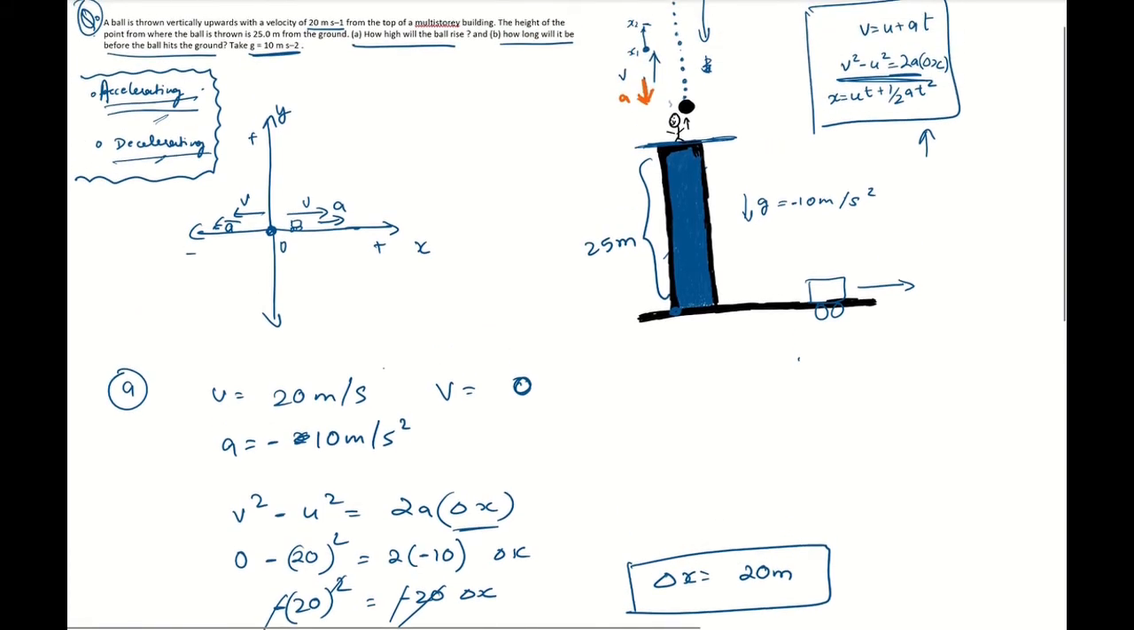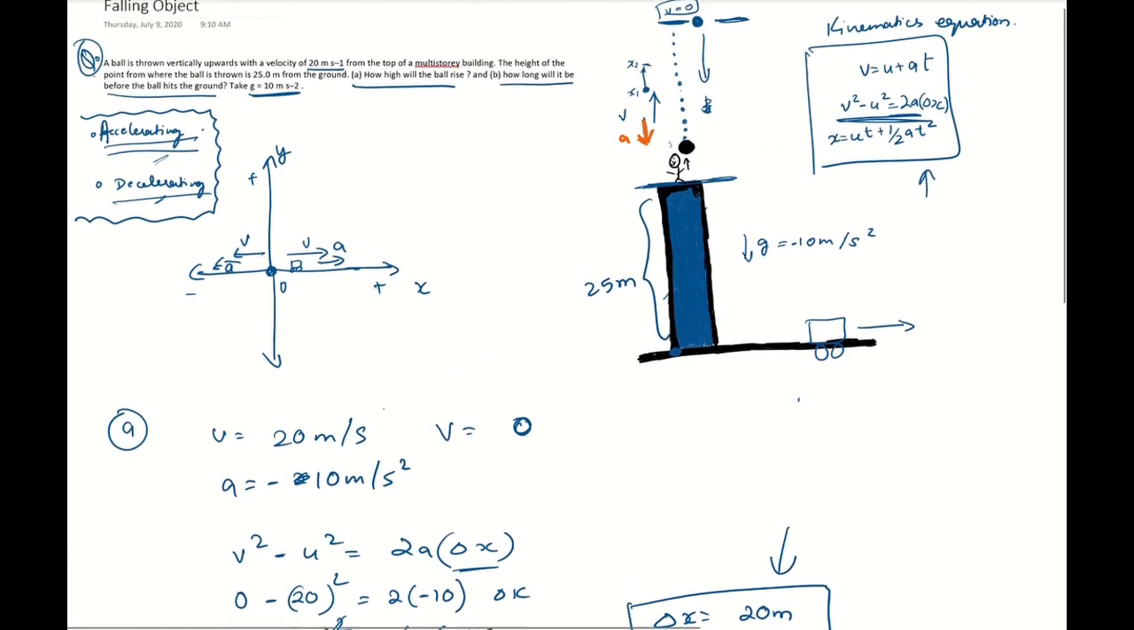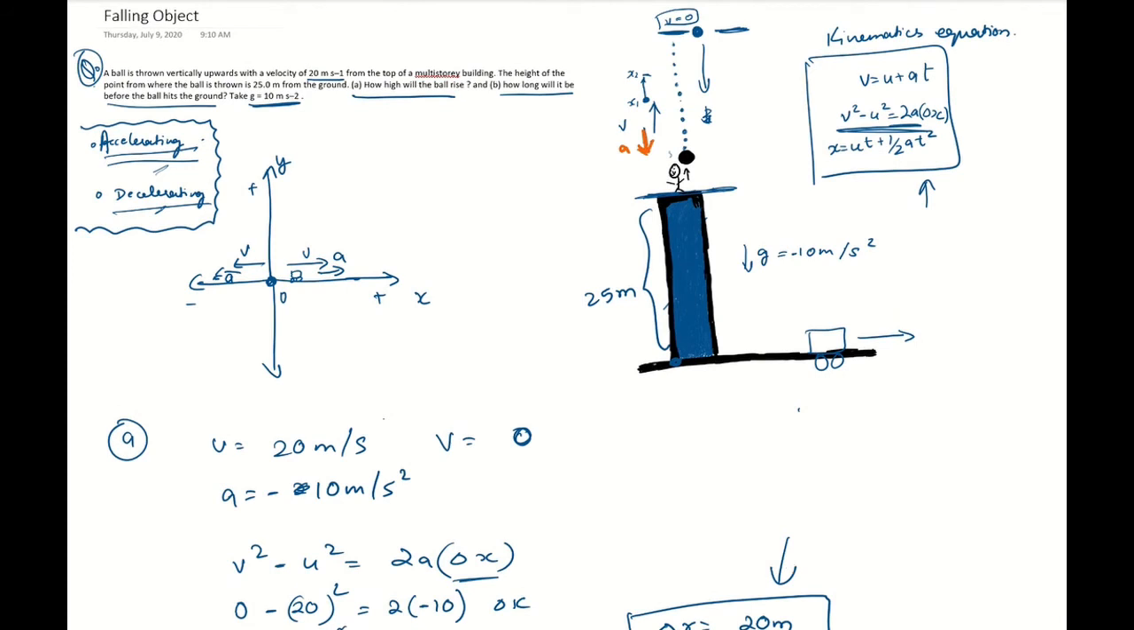So now we have another value. We know how much the object is going to move, or how high it is going to reach from this particular point to this particular point. Since we have found this variable, we're going to change the color to 20 meters. So we now know that the ball is at a total height of 25 plus 20. So this total height is going to be 45 meters, correct?